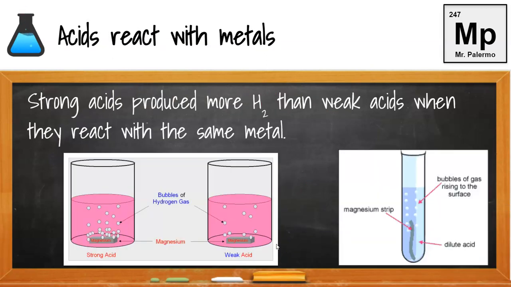Recall also that acids will react with metals, and the stronger the acid, the greater the reaction, which can be visualized by the production of hydrogen gas. Strong acids react really strongly with, in this example, magnesium, and you see lots of hydrogen gas being produced and lots of bubbles. And then a weak acid will also react with the magnesium, but will get less production of hydrogen gas, and we see less bubbles.